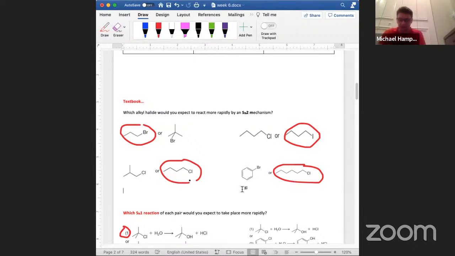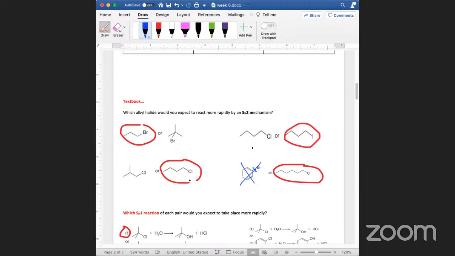In this course, you'll see it a lot in Orgo 2. In this course, if you see a halide, if you see a leaving group directly attached to your benzene ring, it will not occur. Cool. You don't need to know why. You don't need to know the orbital reasons or anything like that. That's Orgo 2. Just know that that won't work.